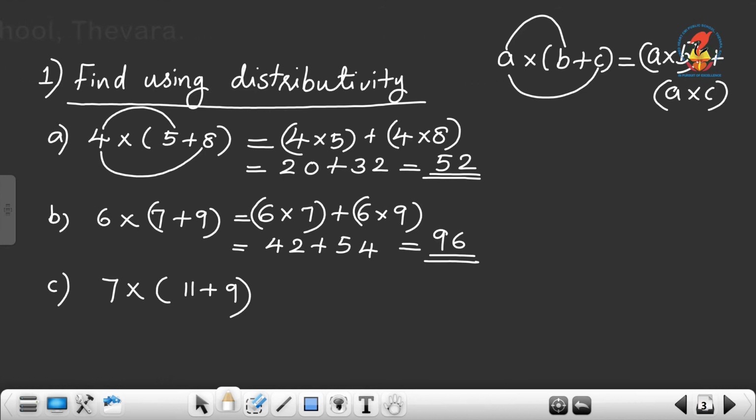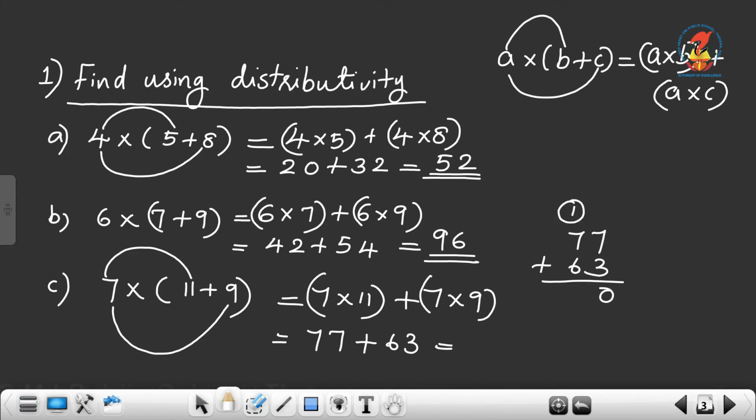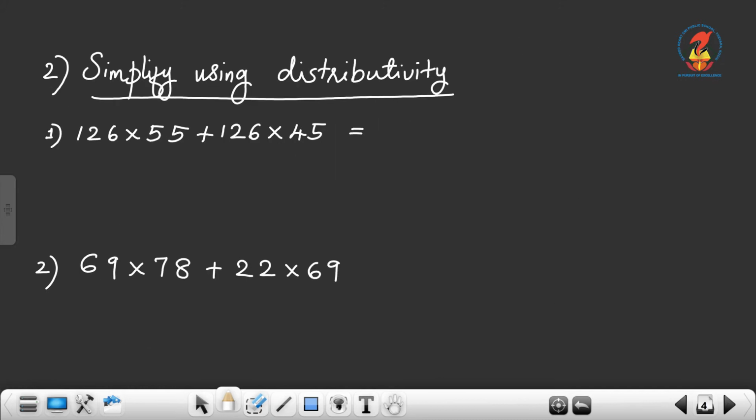Now next one, 7 into 11 plus 9, which is equal to 7 into 11 plus 7 into 9. What is 7 into 11? 77, plus 7 into 9, which is equal to 63. So 77 plus 63, carry over, 140. So the answer is 140.